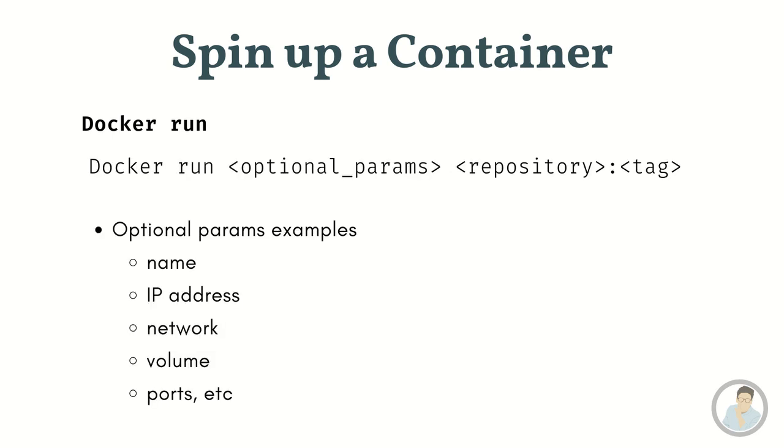Then there are many more parameters that you can pass into this command, like you can give a name, you can give an IP to the container, and you can map ports, and you can volume your host machine directories inside the container, and you can copy files, and you can set environment variables. There are many more. So we'll talk about those later, and for now let's spin up a container using our downloaded hello world image.